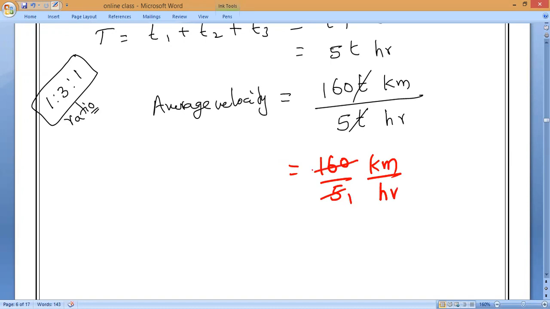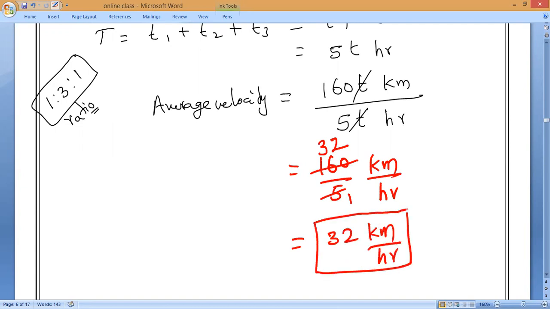So 5 ones are 5, 5 threes are 15... 32, not 35. Ready? 32 kilometer per hour. That's all. Have you understood, everybody?